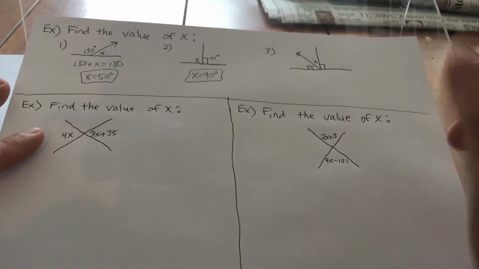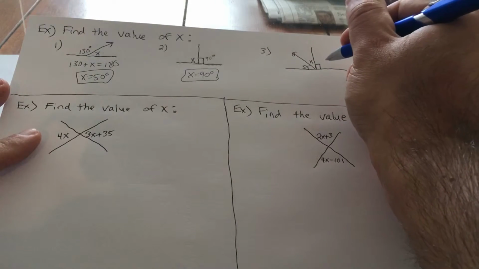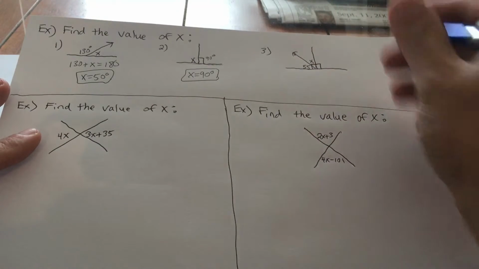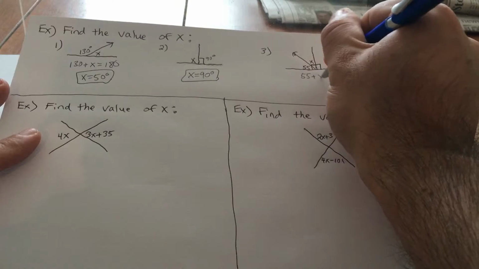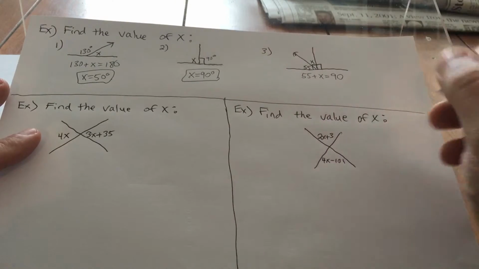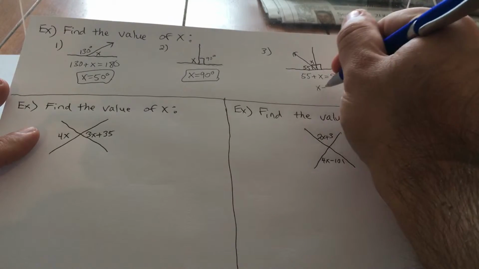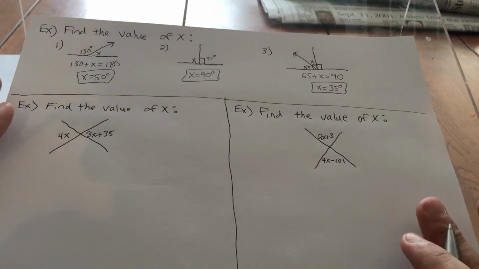All right, now notice up here, they give us this box. That means that this is 90. So that means that the other angle here, this angle, must also be 90. So what we have here is that 55 plus x must equal 90. So x is going to be equal to 90 minus 55. So x will be 35 degrees. Okay, so there's the first example.